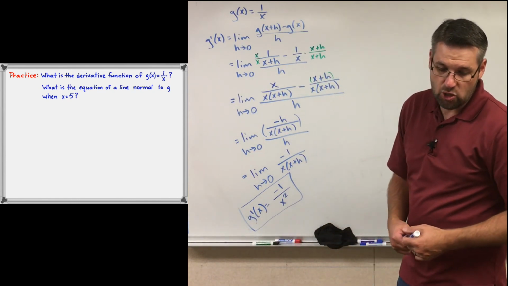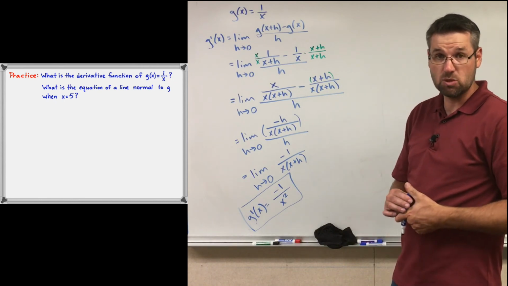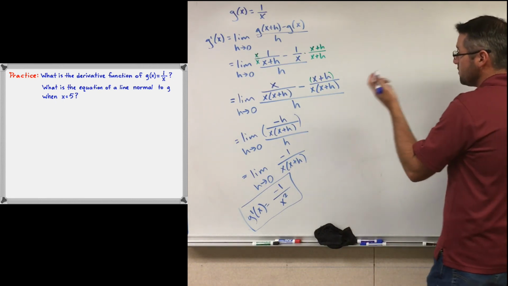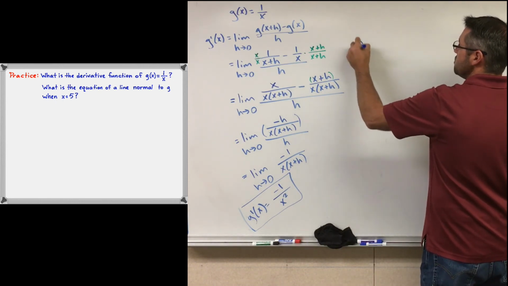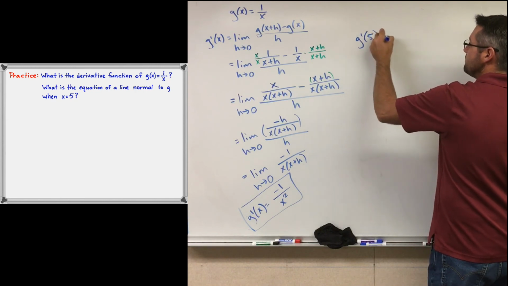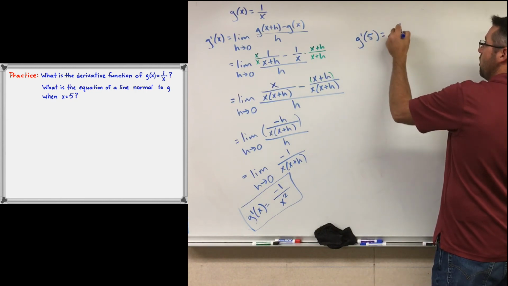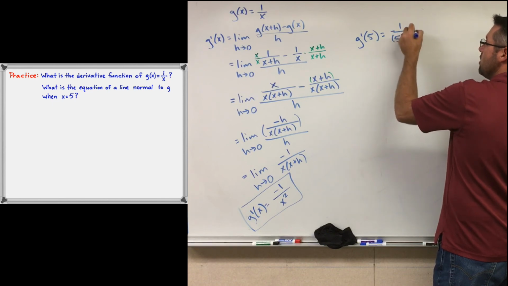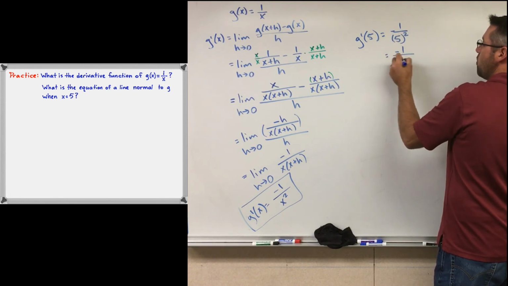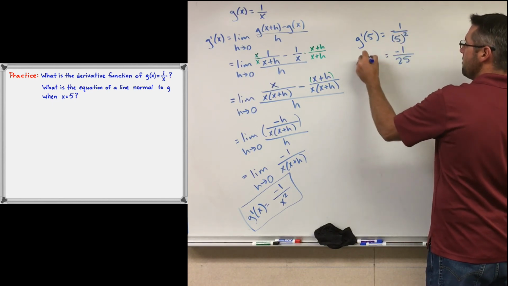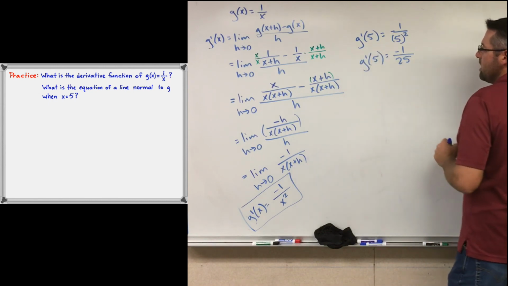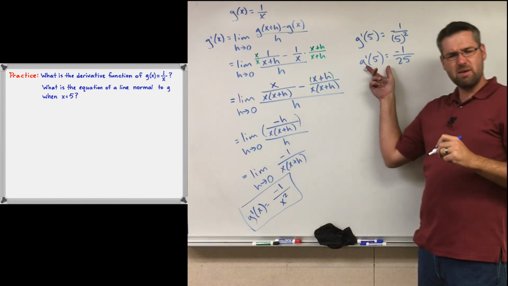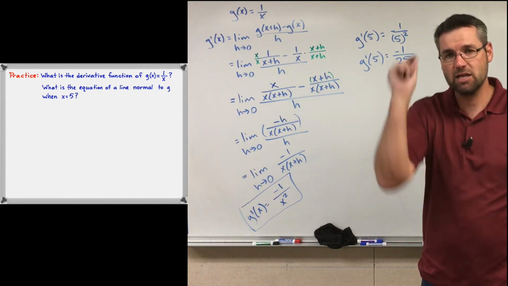Now I want to find the equation of the normal line when x equals 5. So the first thing I have to do is figure out what g prime of 5 is. So that would be negative 1 over 5 squared, which is negative 1 over 25. That is our g prime of 5, right? Now, what does this mean again? What does the derivative mean? It means the slope of the tangent line.